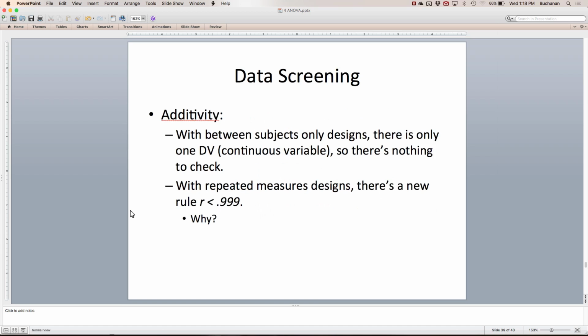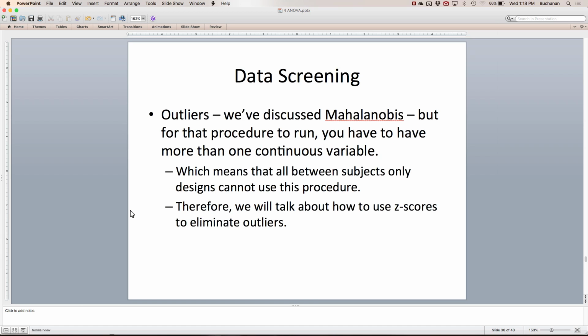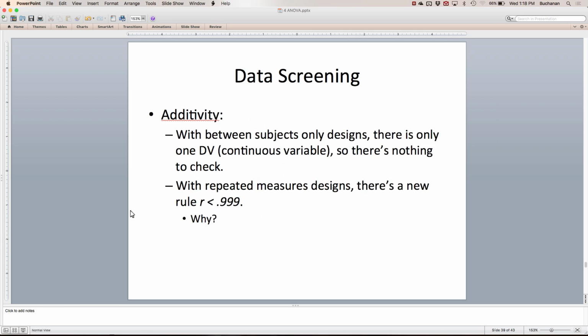If you have repeated measures data, keep going with Omnibus because you've got usually multiple DVs. Right. So additivity, that's a correlation thing. Between subjects, there's still one DV. There's nothing to correlate anything with, one column. So I have to move on.